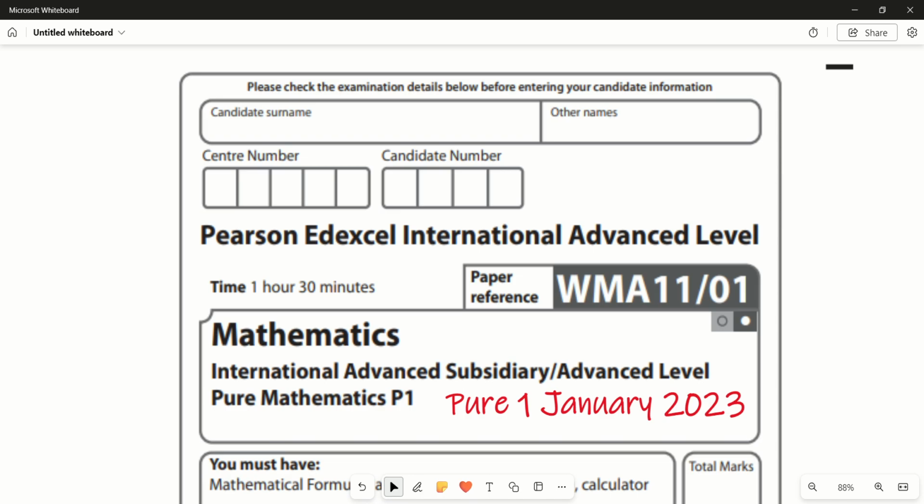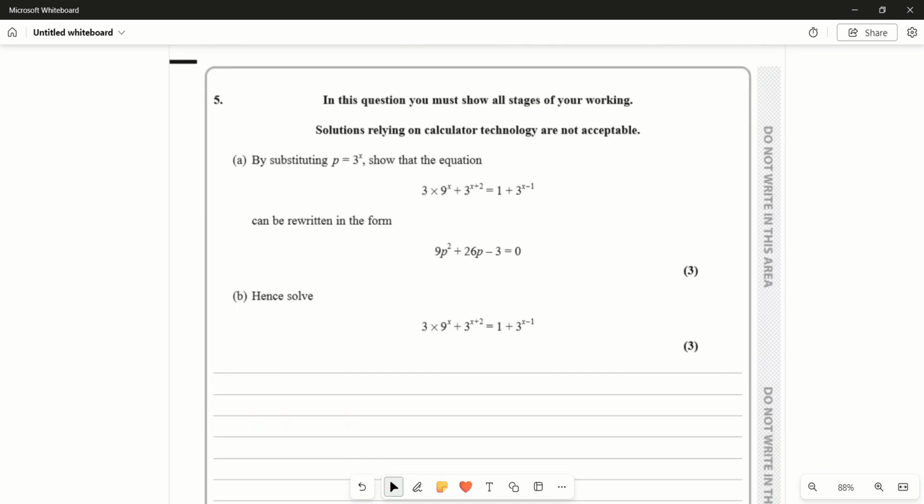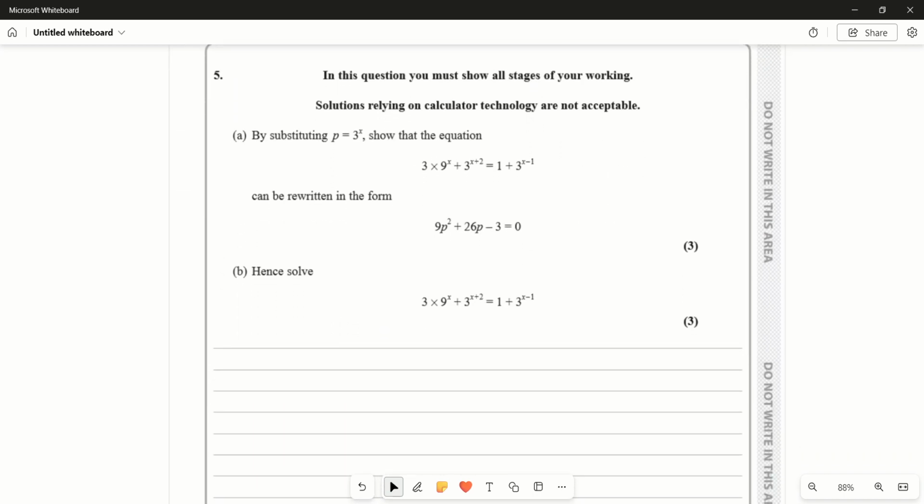Okay, this is Pure 1 January 2023. I'm going through question 5 on this paper. So I would like to use, in this case, the following substitution to replace 3 to the power of x by p. And I would like to prove that this can be written in this form in here.